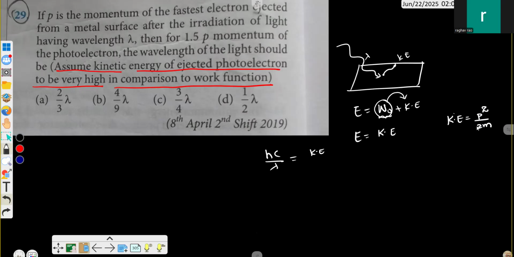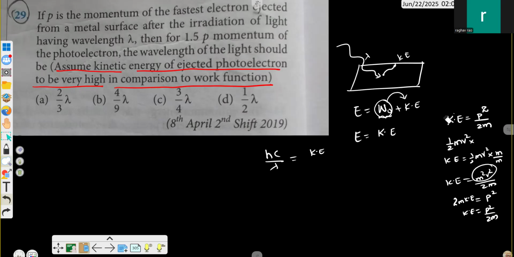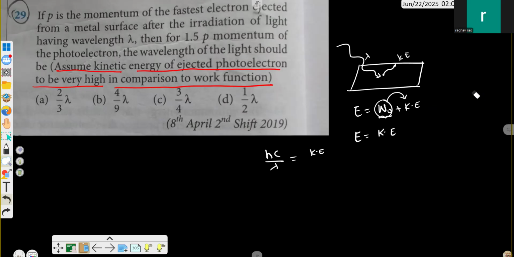As we also know, kinetic energy is equal to p square by 2m, that is, momentum square upon 2m. How did we get this? Kinetic energy is half mv square. Multiply and divide by m, and you get m square v square by 2m. This m square v square is nothing but momentum square, so kinetic energy is equal to p square by 2m. So now we can write kinetic energy as p square by 2m.